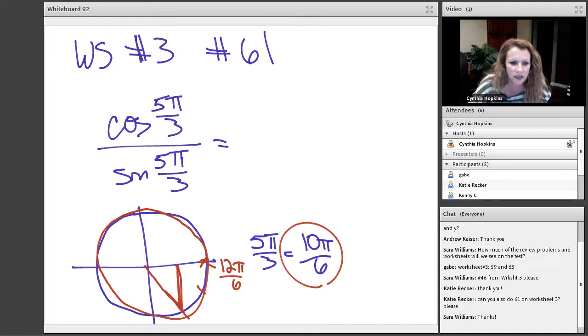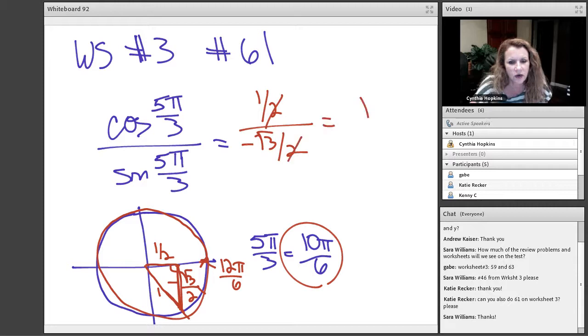It's not the greatest triangle, but I can tell that this is the short leg of 1/2. This is the long leg of negative rad 3 over 2 because the y is going down. And so I need all of that for this problem. So for cosine, the numerator, I want 1/2. For sine, the denominator, I want negative rad 3 over 2. And so don't the 2's cancel? I get 1 over negative rad 3. And when I rationalize that, I get negative rad 3 over 3. And that is my final answer.